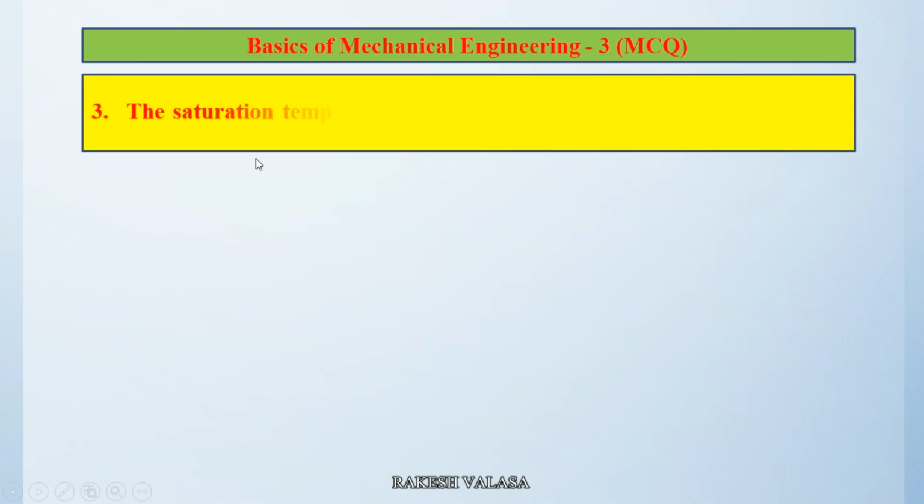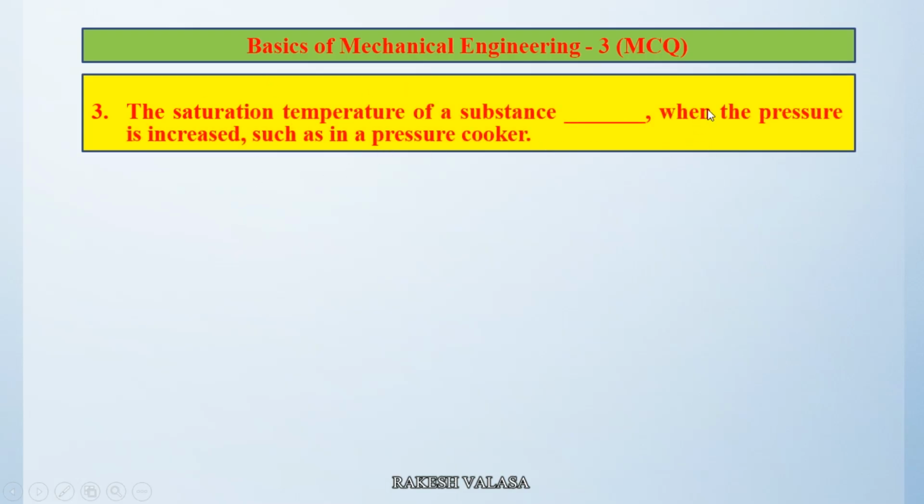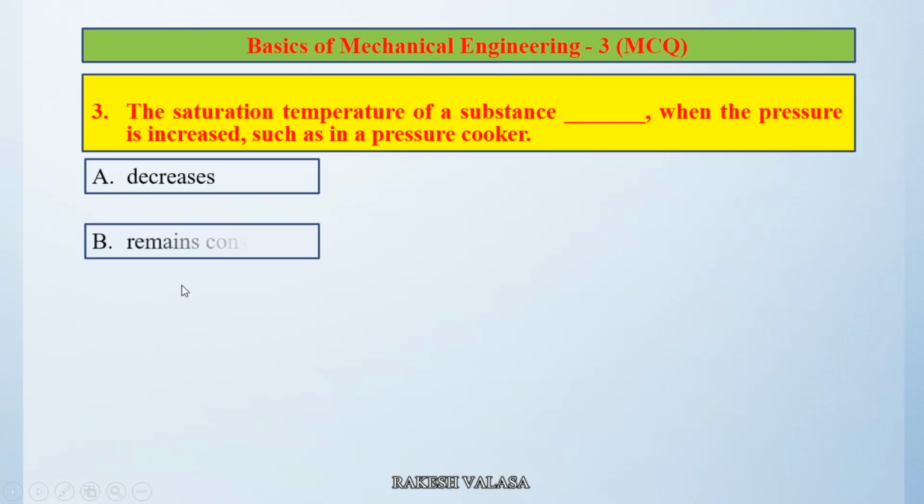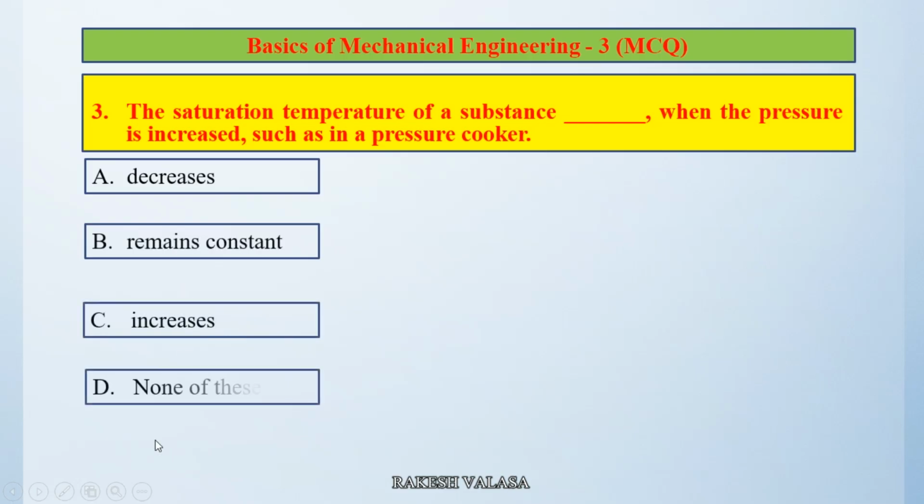Question number 3. The saturation temperature of a substance dash when the pressure is increased, such as in a pressure cooker. Option A, decreases. Option B, remains constant. Option C, increases. Option D, none of these.